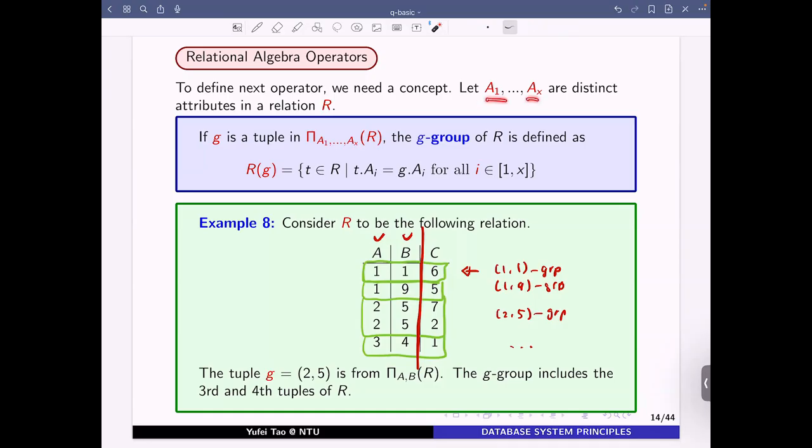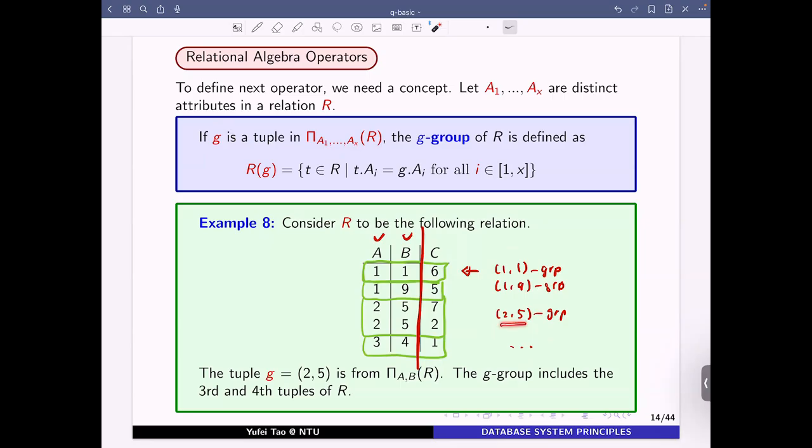And this A1 and AX, of course, they will have to be attributes in this relation. Okay, good. And then if you look at the projection, you have 1, 1, 1, 9, 2, 5, and 3, 4. So these are precisely the tuples that we will use to indicate the group. For example, I say the 1, 1 group, that's because I have 1, 1 in the projection of AB. So if this is a tuple under the projection, then basically you want to collect all the tuples within the group.